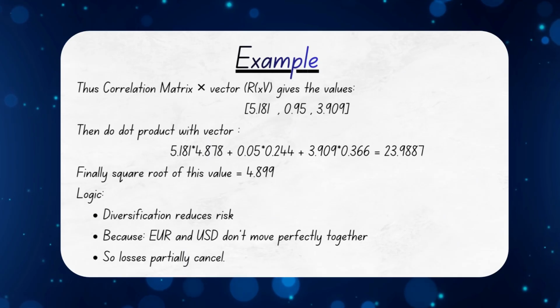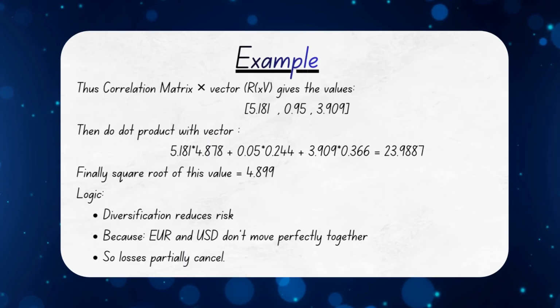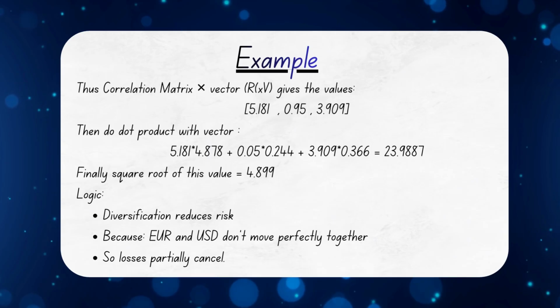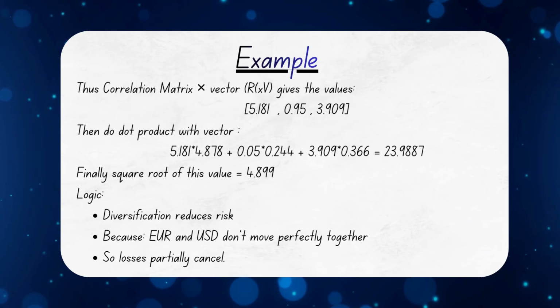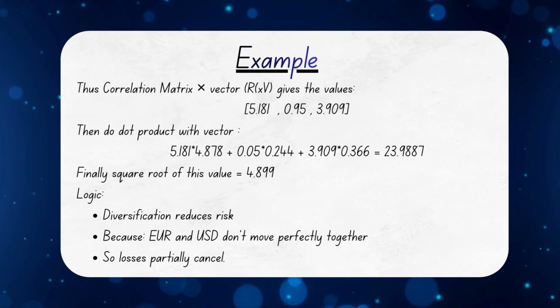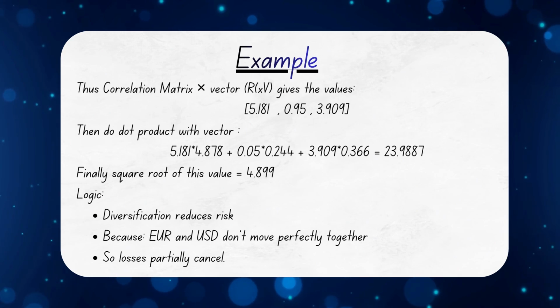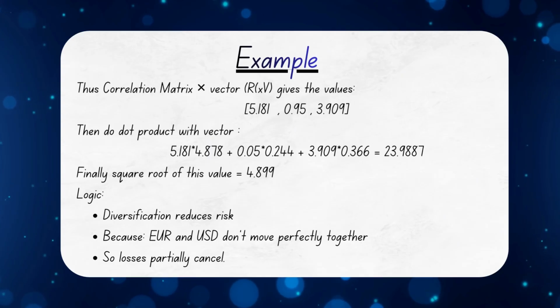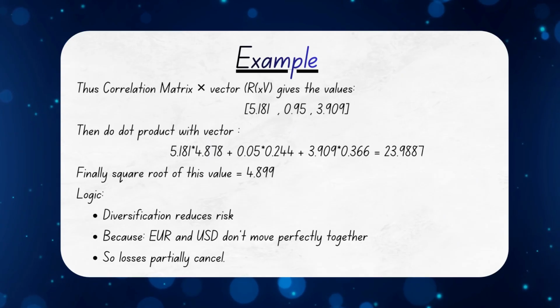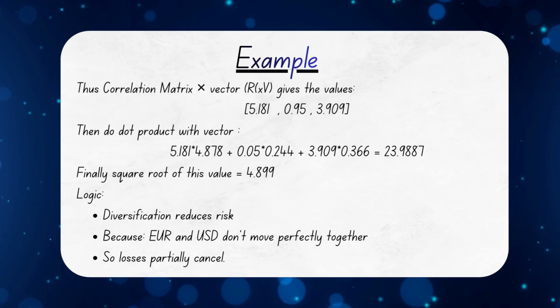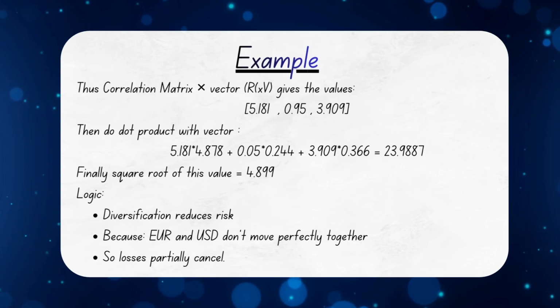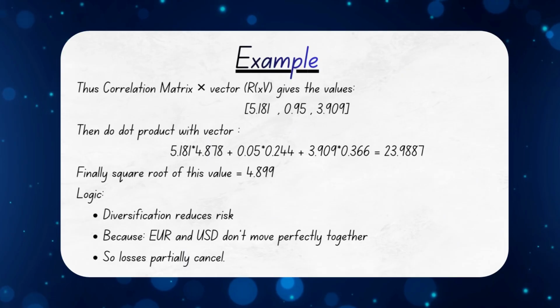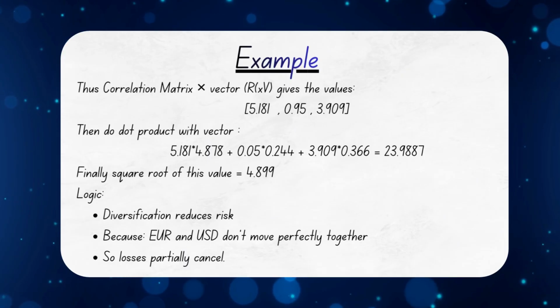Now we apply the full diversification math using the correlation matrix. First, we multiply the correlation matrix R with our risk vector x. This gives us a new vector, 5.181, 0.95, and 3.909. Next, we take the dot product with the original vector. So we calculate 5.181 times 4.878 plus 0.95 times 0.244 plus 3.909 times 0.366, which equals 23.188. Finally, we take the square root, and that gives us the diversified VaR of 4.899 million. Notice how it's lower than 5.488 million earlier. That drop is pure diversification benefit.